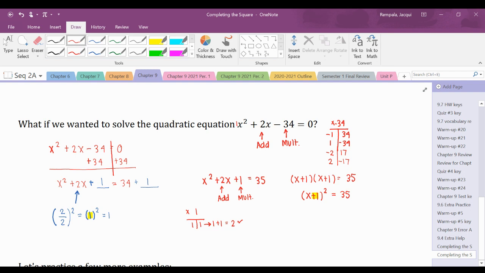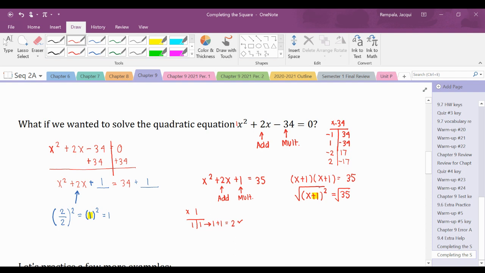Okay, so getting back to this, because x plus 1 quantity squared equals 35, it's just like that very first example that I showed you. We are now going to complete the solving by doing the square root method. So I'm going to take the square root of both sides.